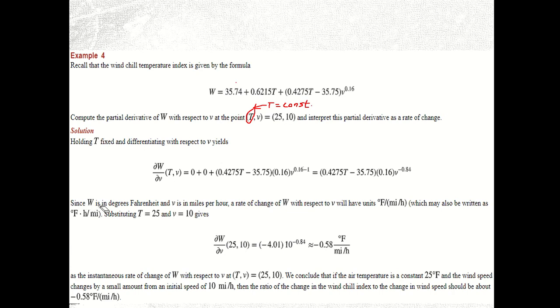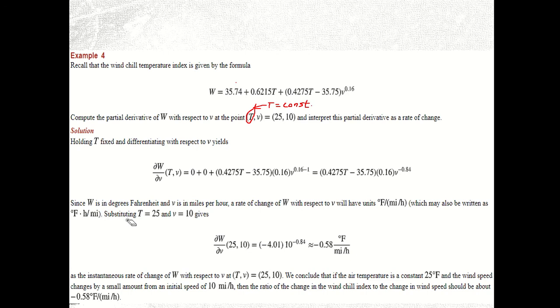Since W is in degrees Fahrenheit and V is in miles per hour, a rate of change of W, the wind chill temperature index, with respect to V will have units of degrees Fahrenheit per mile per hour, which may be written as degree F over miles per hour. Because this is in the denominator of a fraction, by the rules of multiplication of fractions, it goes up, so we have Fahrenheit hour per mile.